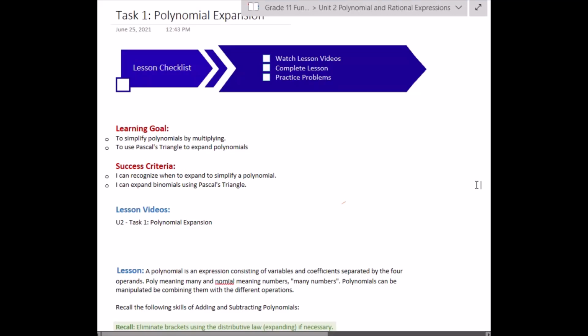This lesson will cover polynomial expansion. The learning goal is to simplify polynomials by multiplying, and to use Pascal's triangle to expand polynomials. The success criteria is you can recognize when to expand to simplify a polynomial, and you can expand polynomials using Pascal's triangle.